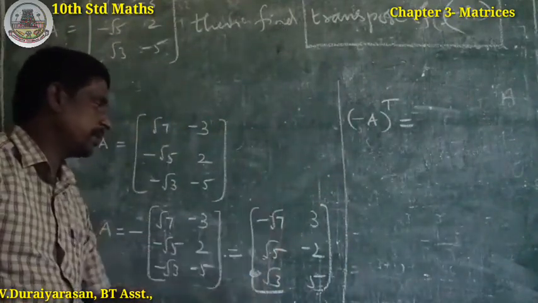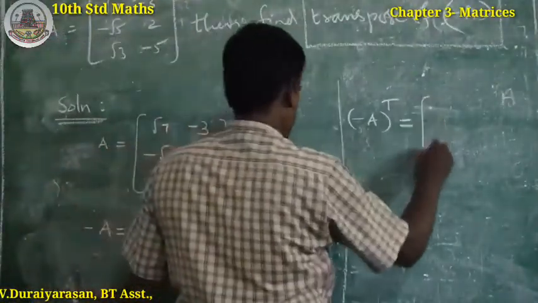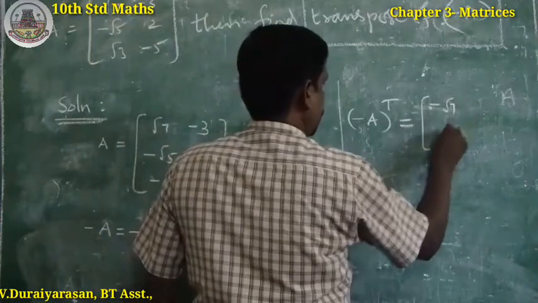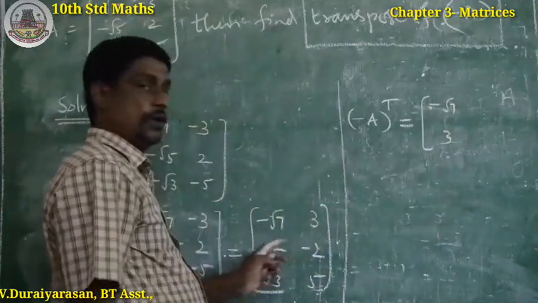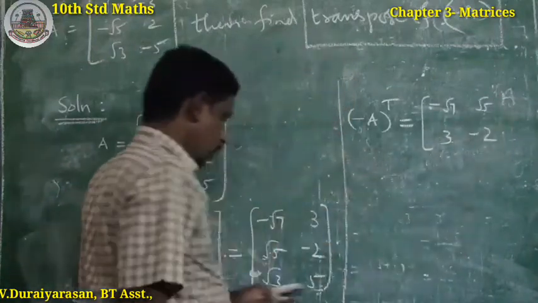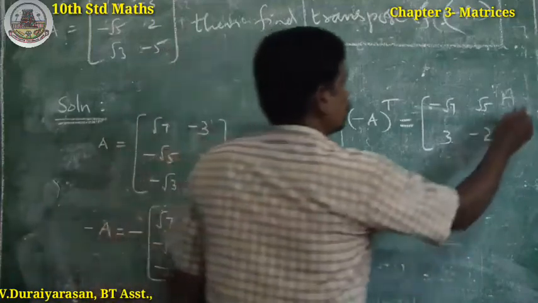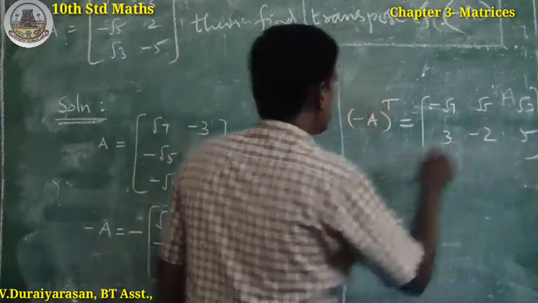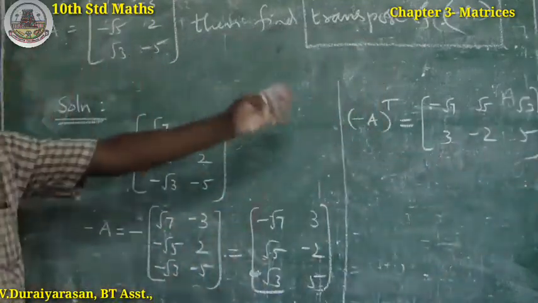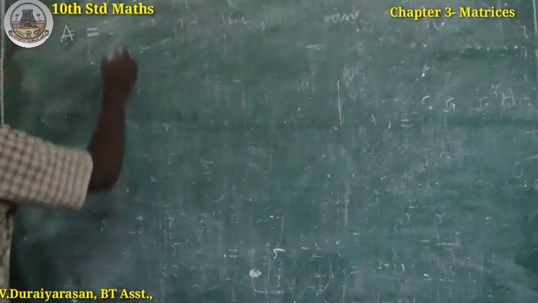first row is converted to first column. Minus root 7, 3. Second row, root 5 minus 2. Third row, root 3, 5. Third row is converted to third column, root 3, 5. This is a transpose of minus A. That's all.